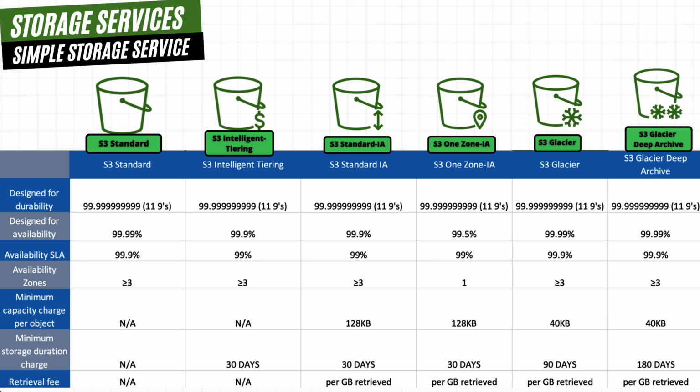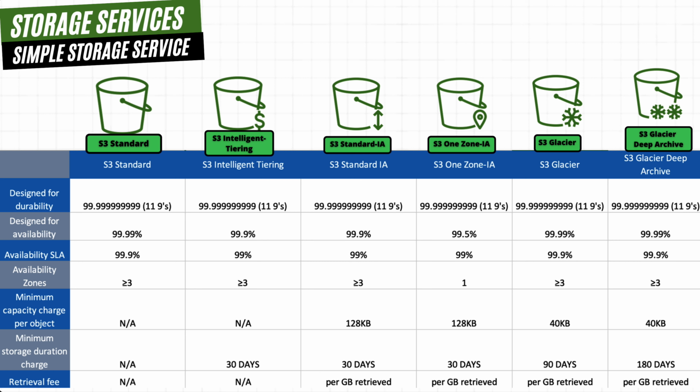Next, we have S3 One Zone Infrequent Access. It has the same features as S3 Infrequent Access, but the data is stored in one single availability zone. So this means that AWS does not replicate your data because it is stored in just one availability zone. So the availability is reduced down to 99.5%, but it does provide 20% lower cost when compared to S3 Infrequent Access. You could use this storage to store redundant backups of on-premise data.